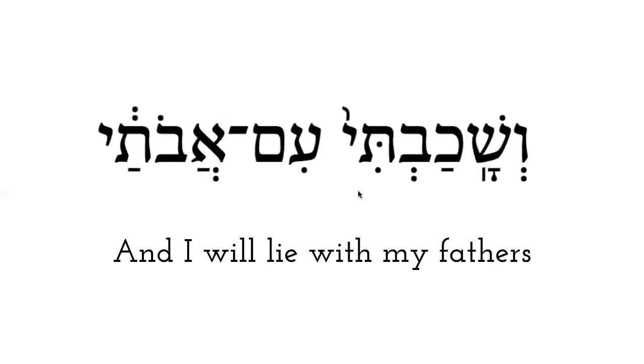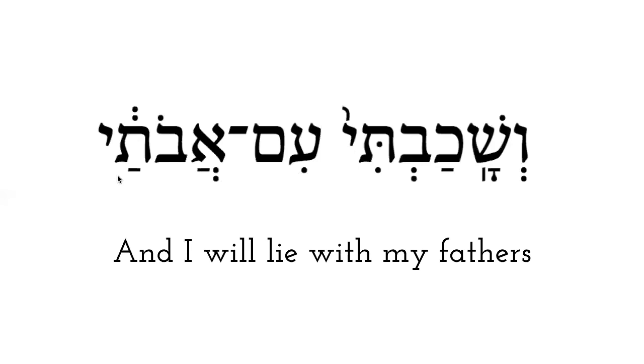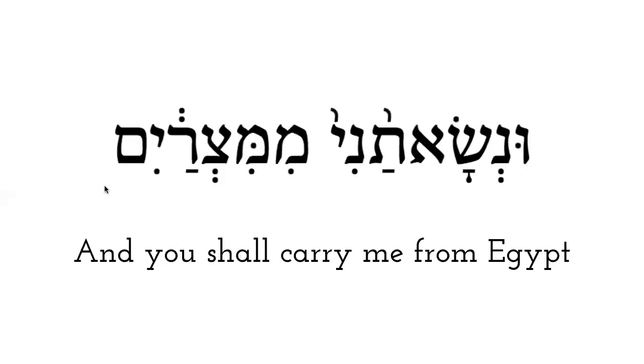Okay, so this is veshachavti, which means and I will lie. Im avotai, with my fathers. Im is with. Avotai is fathers, and it is plural. So av is father, avot is fathers, avotai is my fathers. Okay, so this is unsatani, which means and you shall carry me, mi Mitzrayim. Mi is from, and Mitzrayim is Egypt. You shall carry me from Egypt.